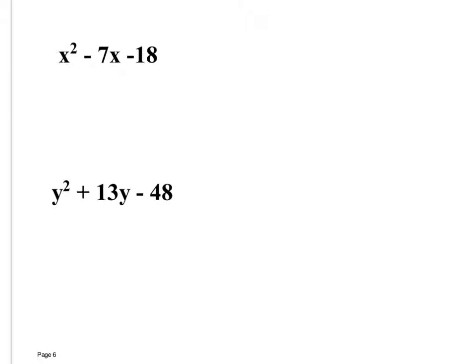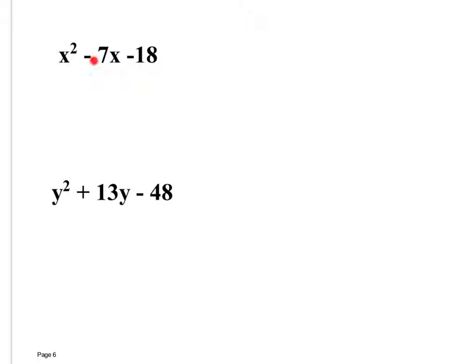Here we have x squared minus 7x minus 18. First thing I look for, and like I told you, is the signs. The first one I look for is C. C is negative. So that means that M and P have to be opposite. Okay, M and P have to be opposite because C is negative.